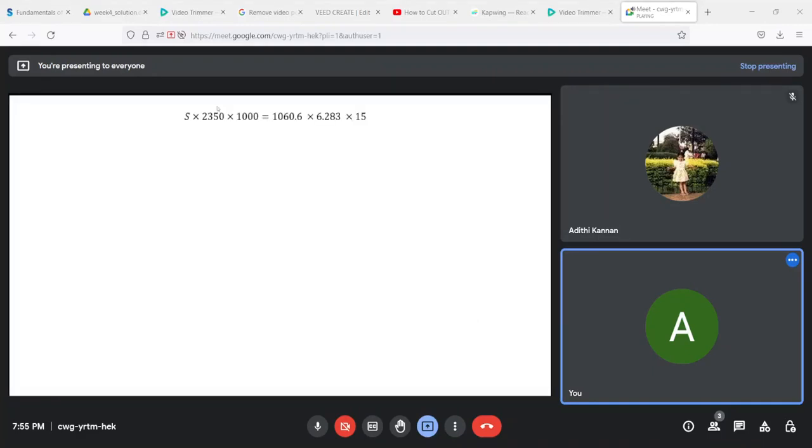So we have lambda given, which is 2350 kilojoule per kg, that we are converting into joules by multiplying it by 1000. And we have U, which is 1060.6 watt per meter square Kelvin. A is 6.283 meter square, and 15 degrees Celsius is the temperature difference that is maintained and is also given in the question. So S from here we can calculate to be 0.0425 kg per second, and when you convert it into hours, it comes out to be 153.15 kg per hour. So the correct answer to this question is option D.